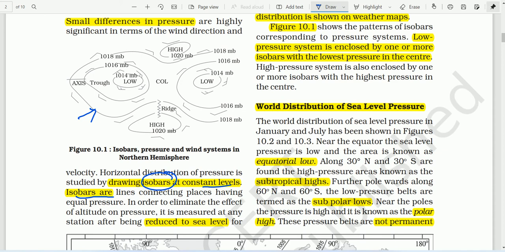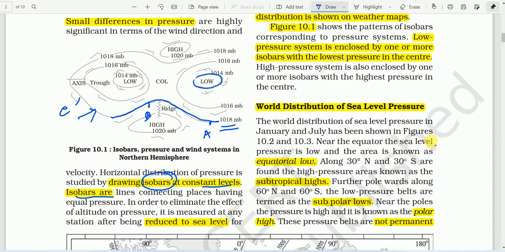So isobars are the lines connecting places having equal pressure. So this is an isobar, and its value is 1018 millibar. So the pressure at place A, at place B, and at place C remains the same, and this is known as an isobar. In this diagram, low pressure areas are generally shown by a circular isobar. So this is a low pressure area.